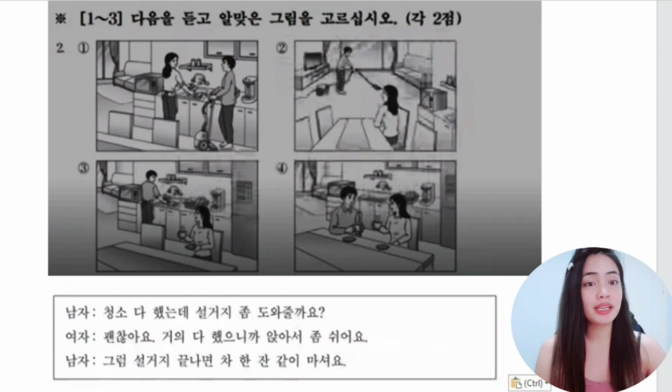So that's it. After hearing the question, okay, let's try. 2번.